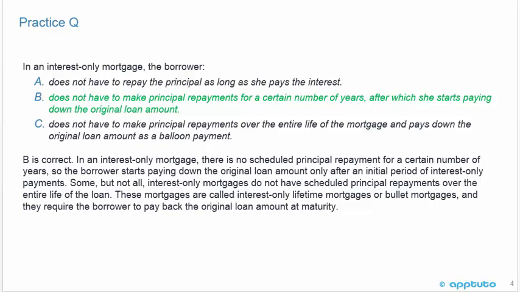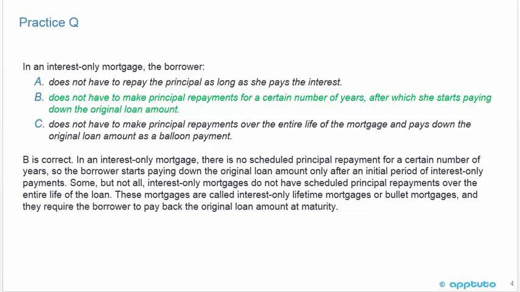In an interest-only mortgage, the borrower does not have to make principal repayments for a certain number of years, after which she starts paying down the original loan amount. So B is correct. In an interest-only mortgage, there is no scheduled principal repayment for a certain number of years, so the borrower starts paying down the original loan amount only after an initial period of interest-only payments.